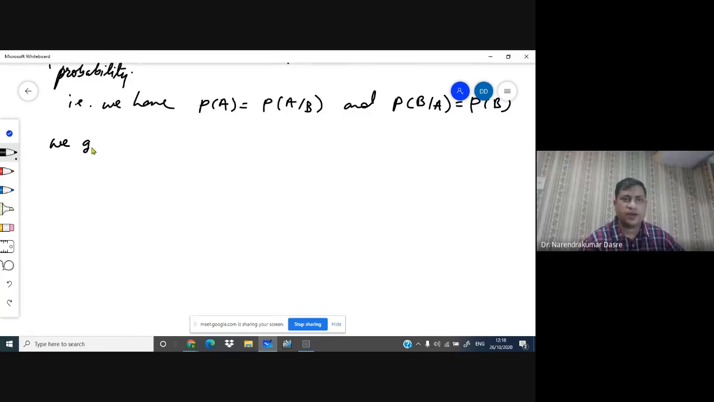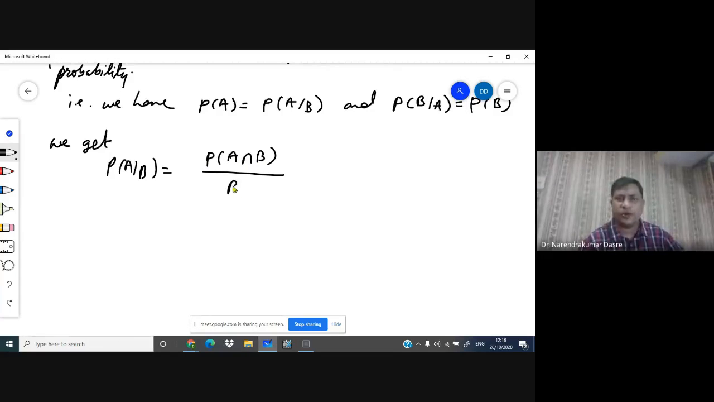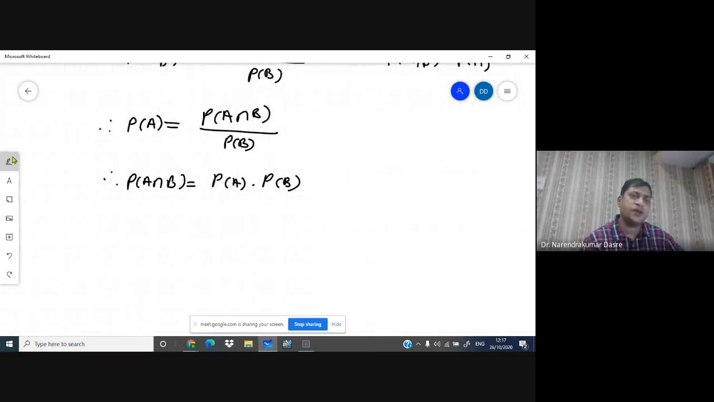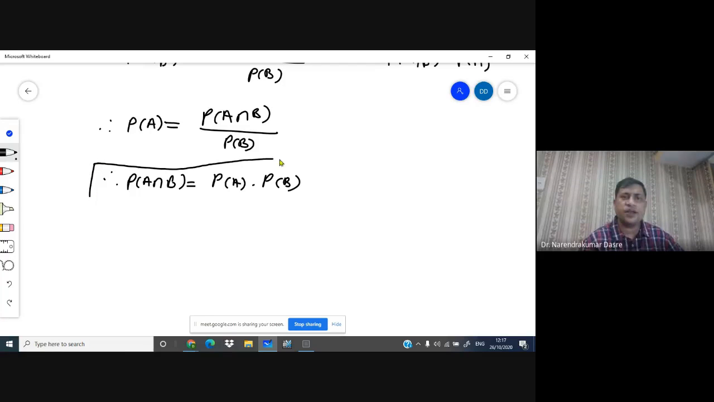We know the conditional probability of A on B is equal to the probability of A intersection B upon probability of B. Now these are independent events, hence probability of A on B is equal to probability of A. So probability of A is equal to probability of A intersection B upon probability of B, and hence probability of A intersection B is equal to probability of A into probability of B. So here we get the relation for the probability of the intersection of these two events.